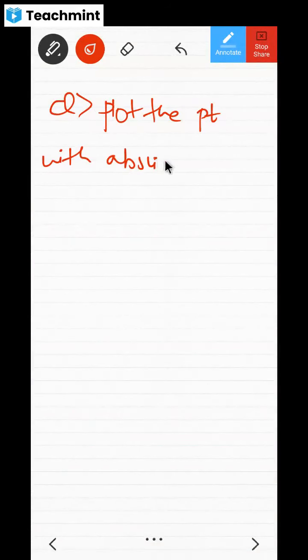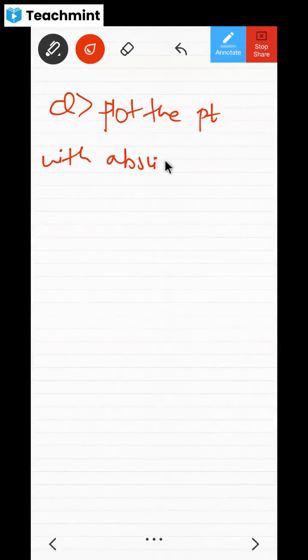Where does this point come? Abscissa 4 means the x coordinate is 4, so it comes here, and ordinate is minus 2 means it comes here. Is this the point? So abscissa means x coordinate and ordinate means y coordinate. Understood?